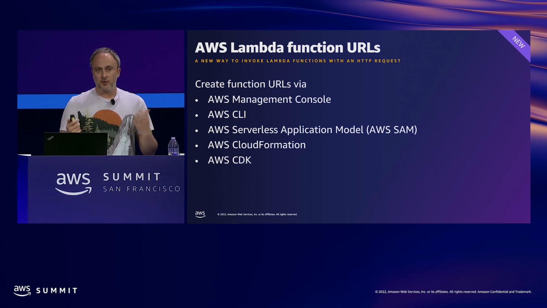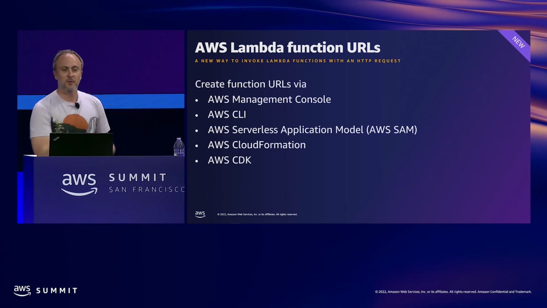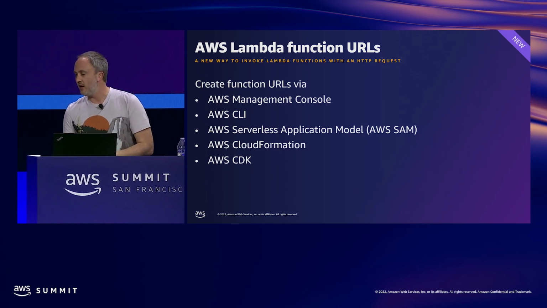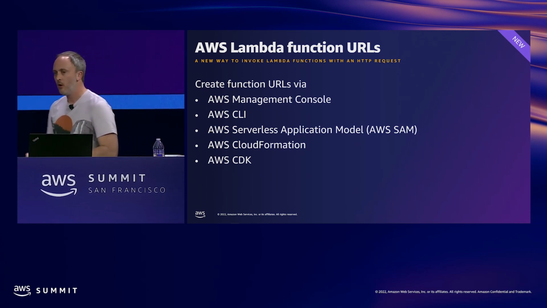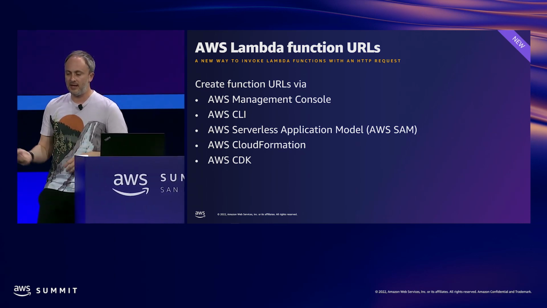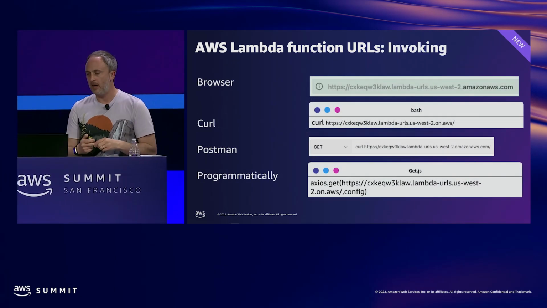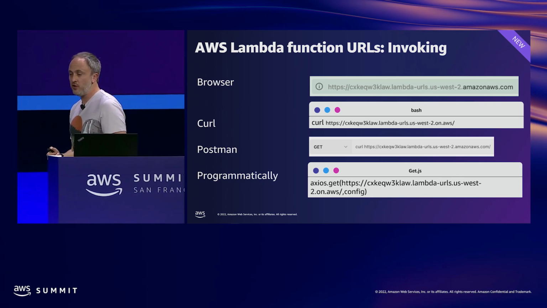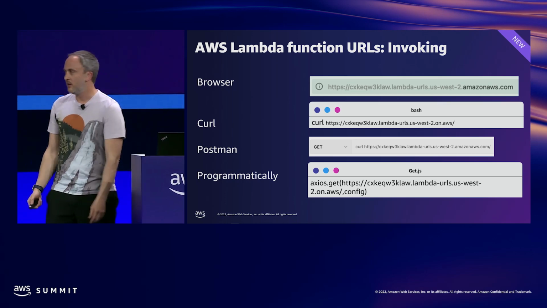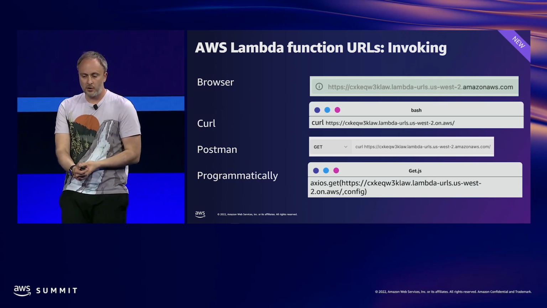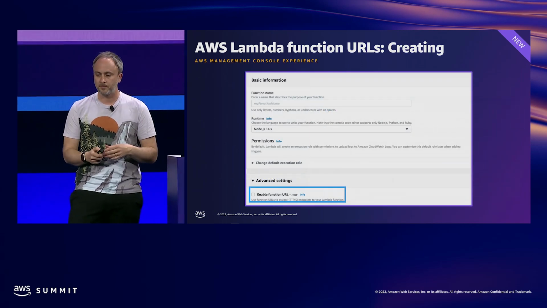So how do you create a Lambda function URL? Pretty much from anywhere you would expect, to be honest: from the management console, using the CLI, using templating languages like SAM or CloudFormation or CDK, or any number of third-party templating languages, for example, Serverless template language. How do I then invoke my Lambda function using a function URL? Well, from anywhere that I can send an HTTP request. So from my browser, from a curl request, from Postman, or even programmatically, I can invoke my Lambda function now.